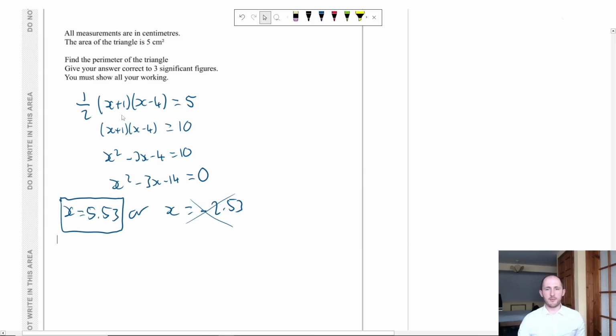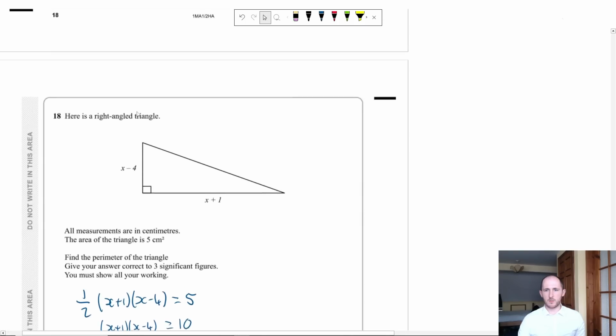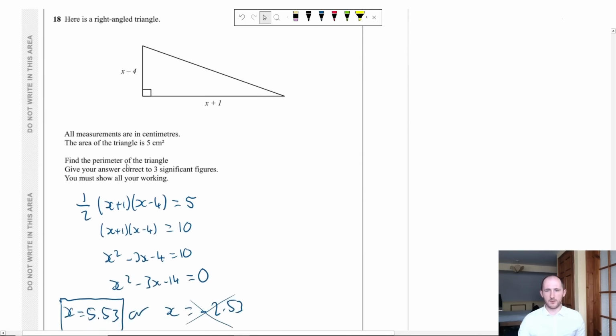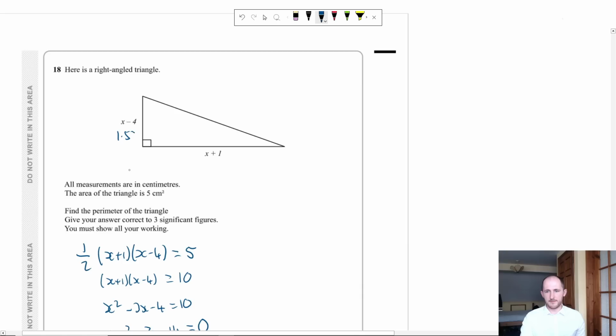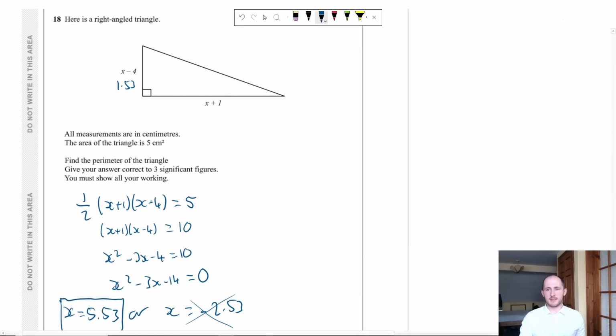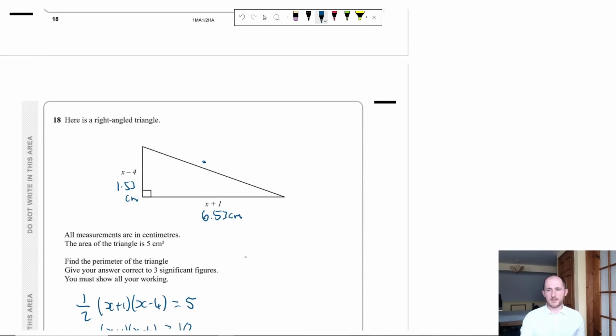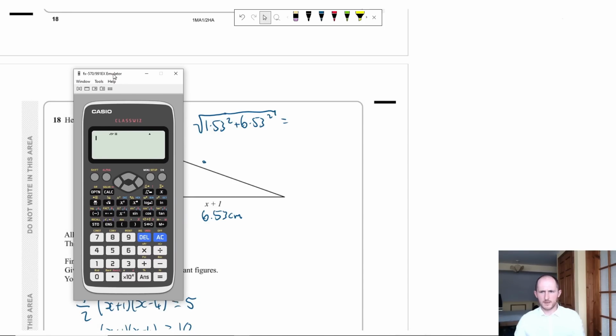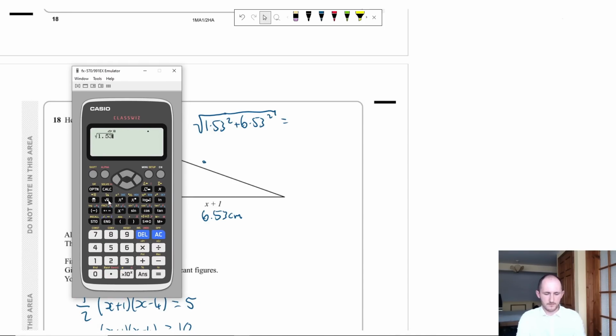Perfect. Now to work out the perimeter, what we're going to do is we're just going to work out the lengths of these sides. So 5.53 minus 4, so that's actually going to be 1.53. 5.53 plus 1 is going to be 6.53 centimeters. Okay. Then we need to work out this side, so we're going to use good old-fashioned Pythagoras. So that's going to be square root 1.53 squared plus 6.53 squared, all square rooted. So let's do that. Square root, 6.71, let's call it.